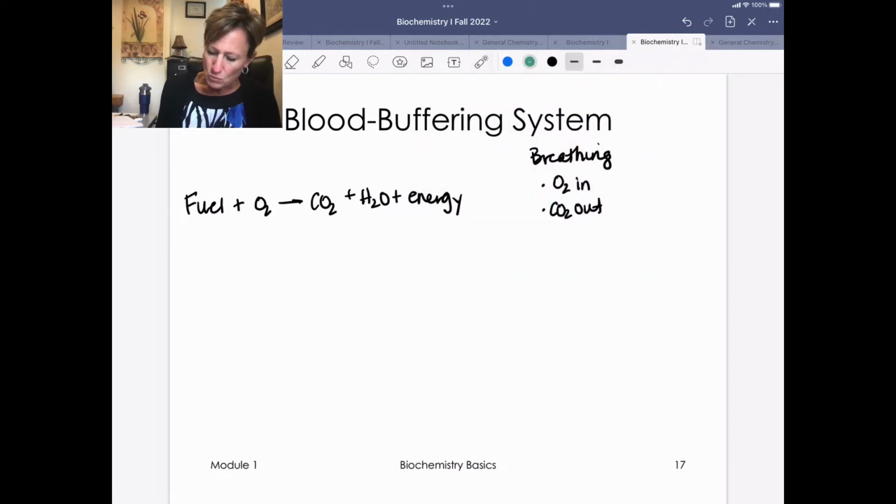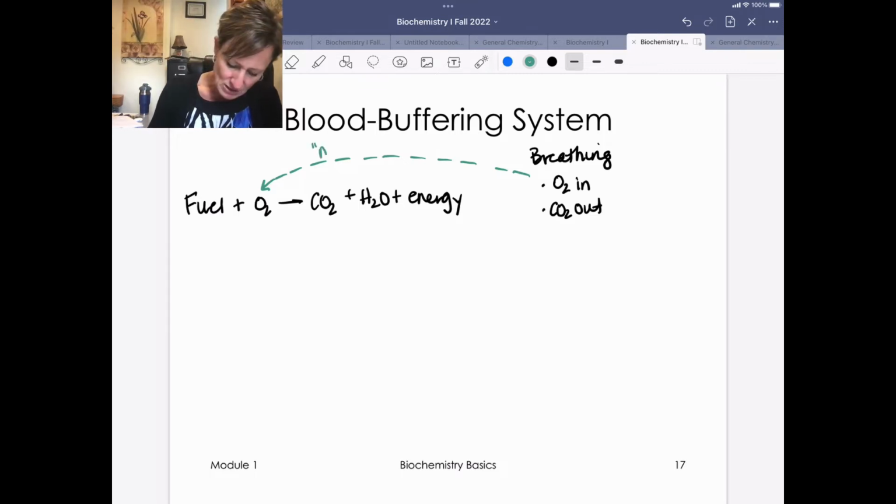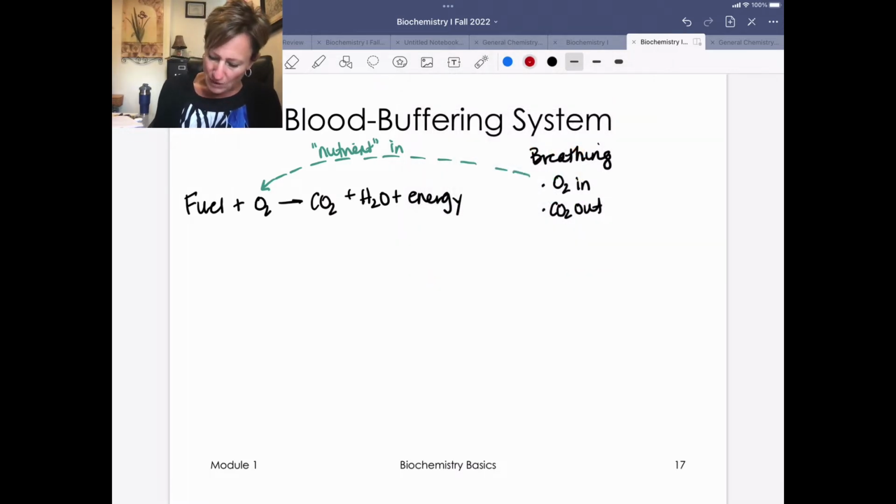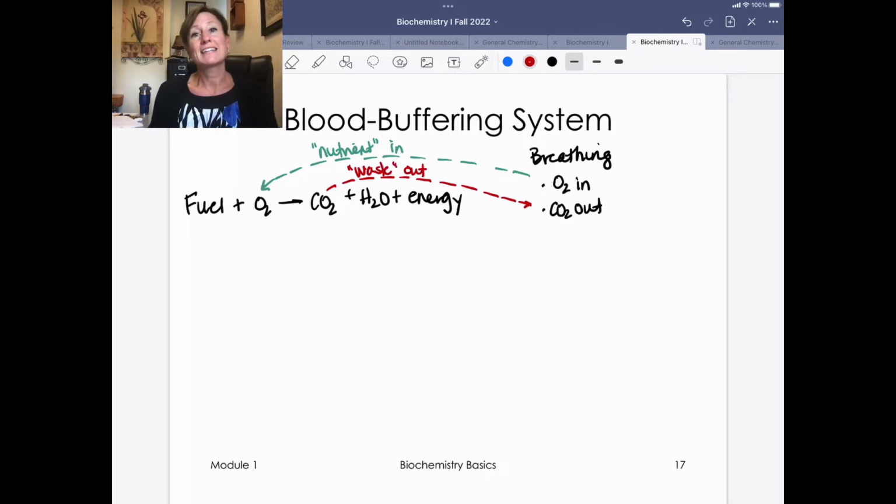If we think about what oxygen is, it's a reactant in this basic fuel equation. So we can think of it as being a nutrient, if you will, that it's bringing in. Similarly, we can think about carbon dioxide as being a waste product that the purpose of breathing is to get rid of. So this is going to be waste that's thus taken out by the process of breathing.